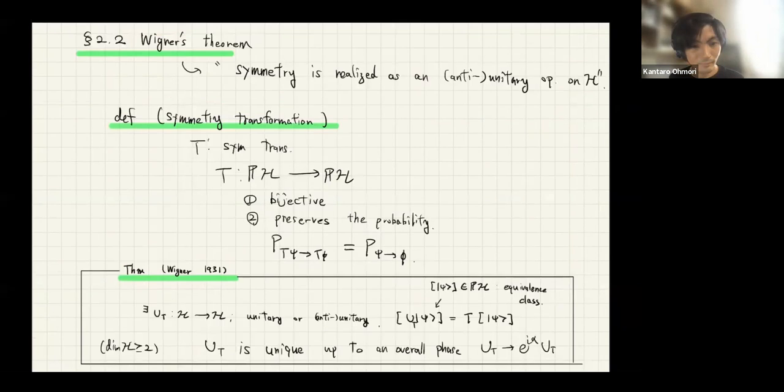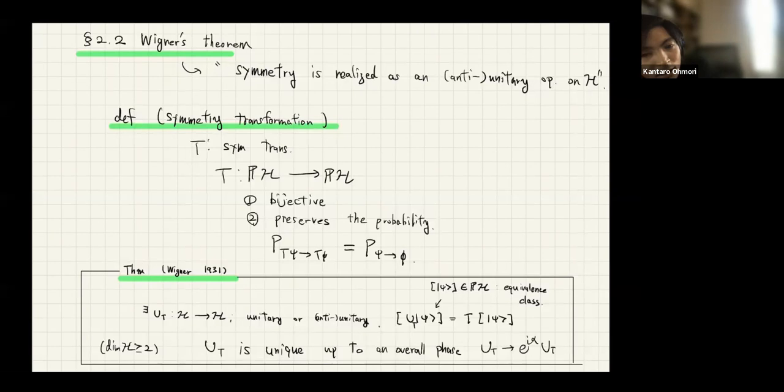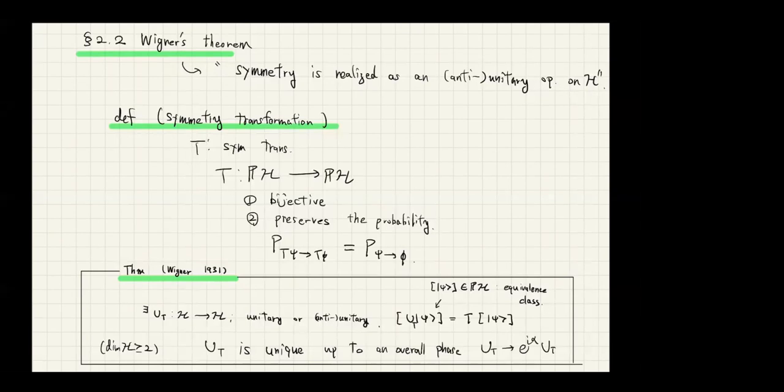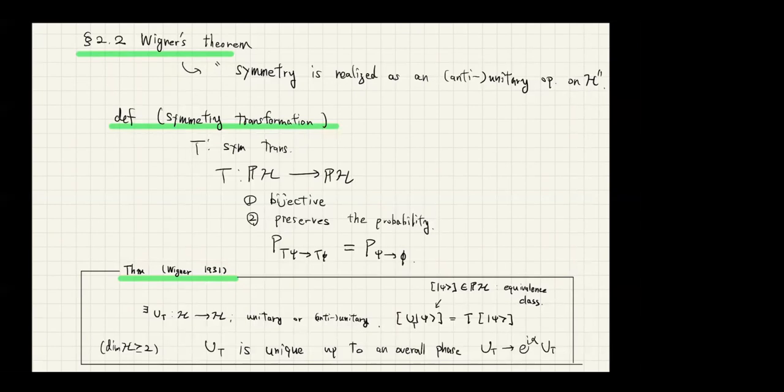And why do I need this symmetry transformation to be a bijection? Well, I think two is enough. Well, I mean, we have not, as of now, used any bijection property of this map. I mean, the bijection property should come, I think, from the preservation of probability. If it's not a bijection, then... Okay, thank you. Any other question?